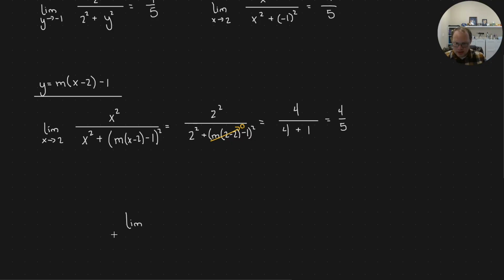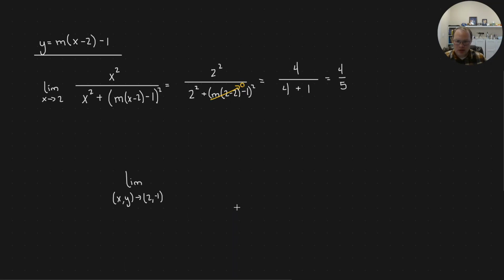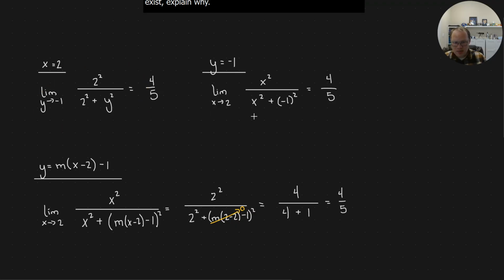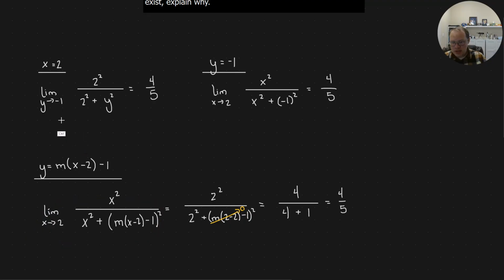We get the limit as x comma y approaches 2 comma -1 of x squared over x squared plus y squared. Now, what did I do to find each of these limits? I just plugged in, right? I guess there's only 3 here. I plugged in y equals -1. I plugged in x equals 2. I plugged in x equals 2 here, because it was continuous at that value.